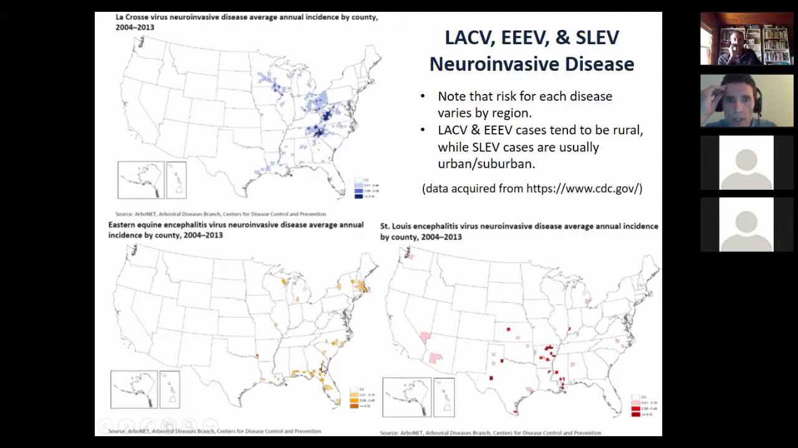Same thing for Eastern equine encephalitis. This is a very rural disease, so the ecology of the mosquitoes is more in marshy and swampy areas, which is why you just see pockets of Eastern equine encephalitis.